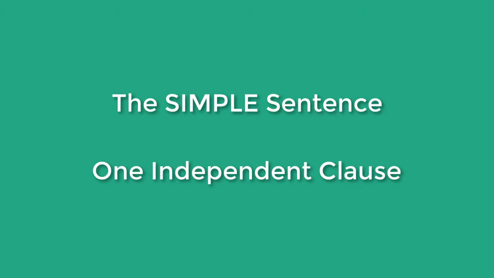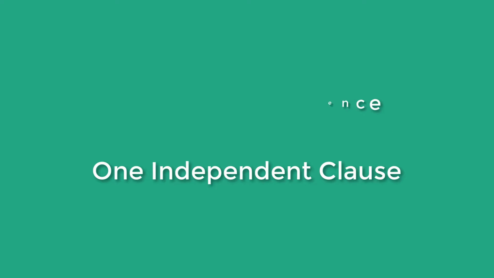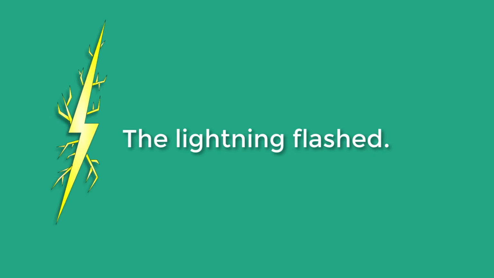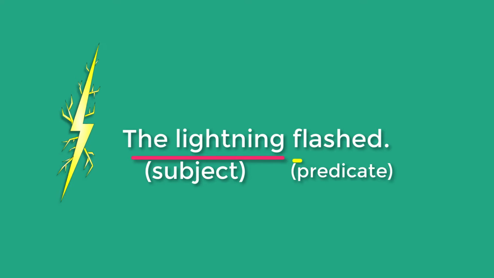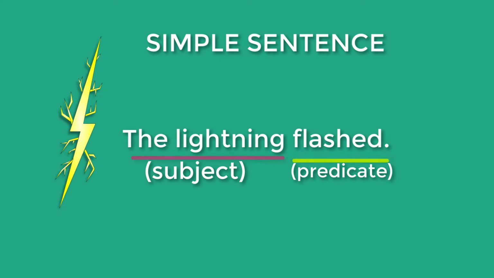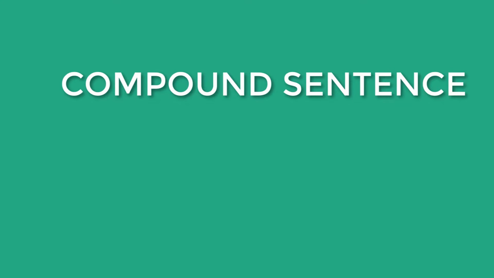A simple sentence has one independent clause. Let's look at this example. The lightning flashed. We have a subject, the lightning, and a predicate, flashed. This makes a simple sentence. Let's go on to the compound sentence.